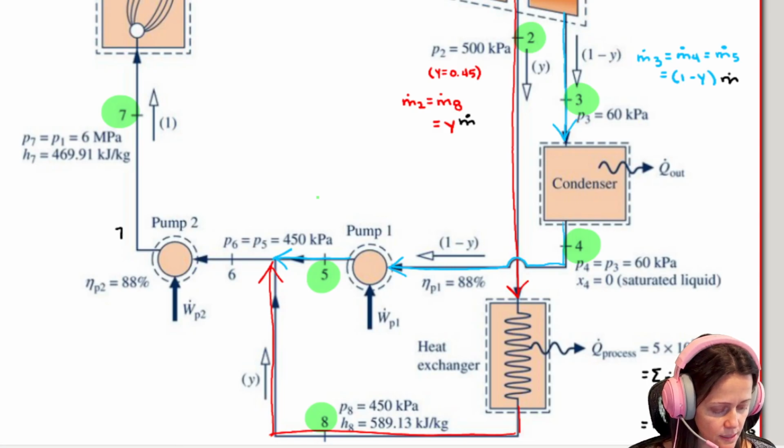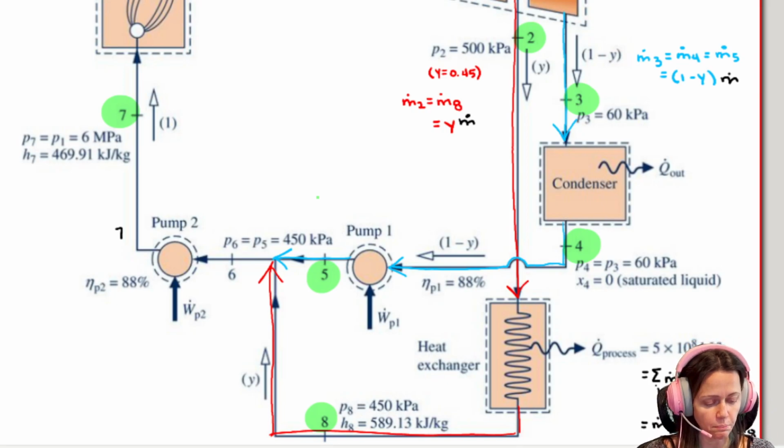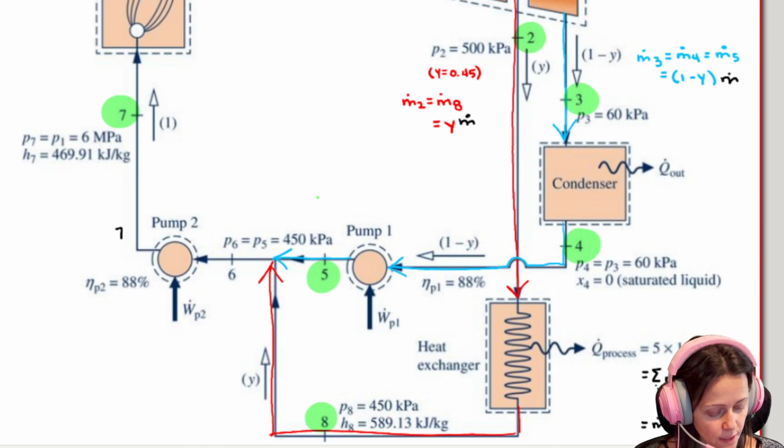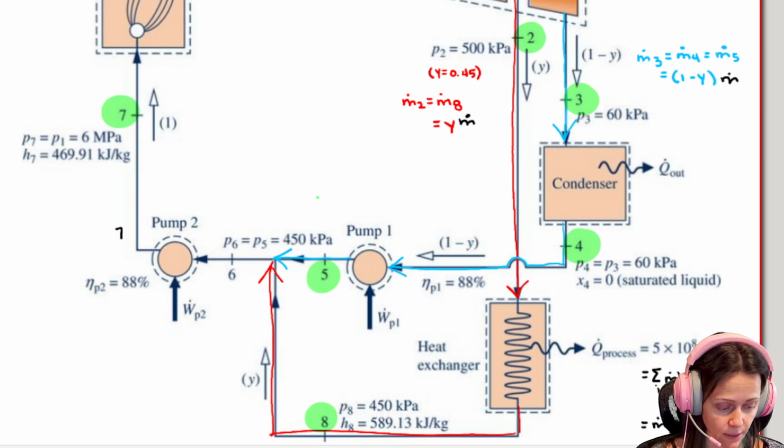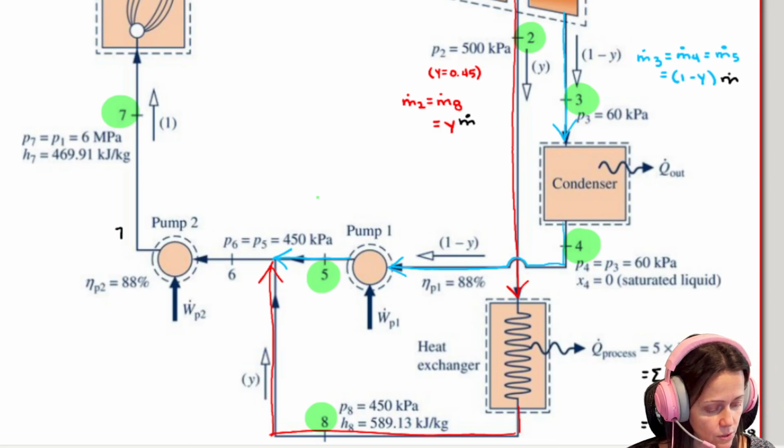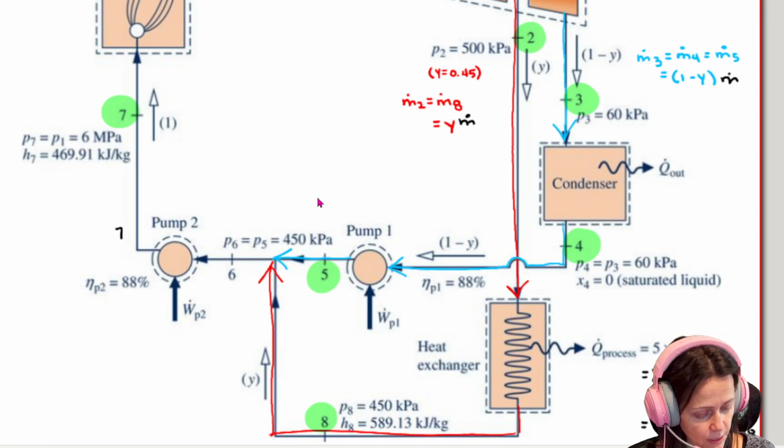And at state 6, I know it's going into a pump, but I have some other information that tells me a little bit more about the state, something that would allow me to actually calculate what that H6 is. So we can calculate it correctly by doing an energy balance on this little section right here. I'm going to do it on the picture so I can see what I'm doing.